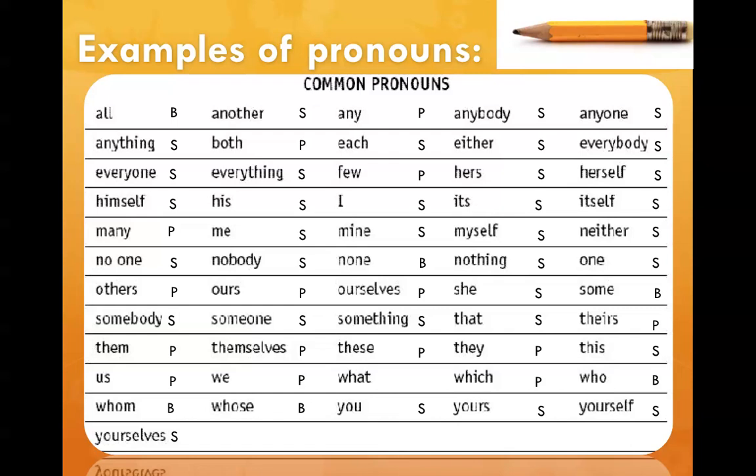The S stands for singular. The P stands for plural, and the B stands for both. That means that the word could either be singular or it could be plural. If you need to, pause the video and make sure you get those all copied.